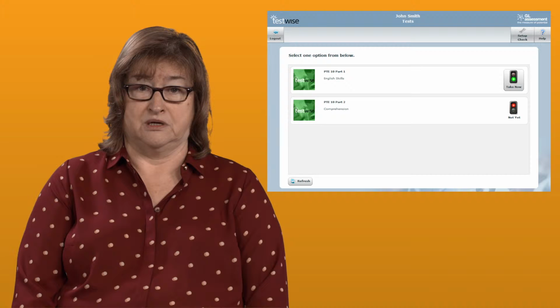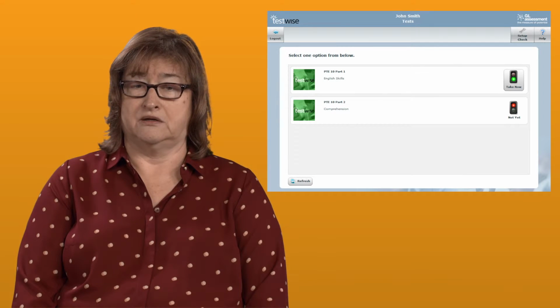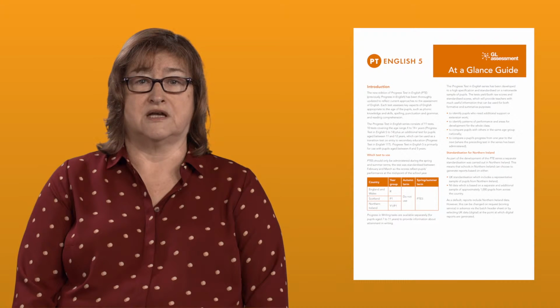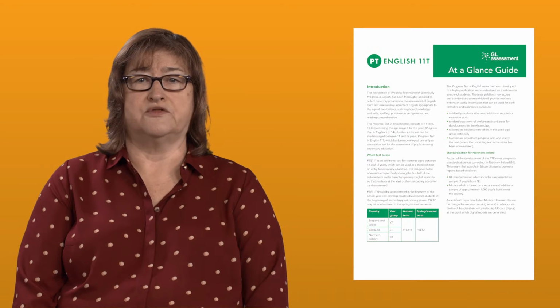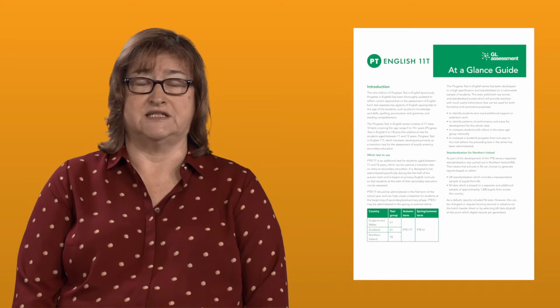Administration of Progress Test in English differs for digital and paper customers. This module covers both. If you're a digital customer, you'll have a TestWise login, a digital test administration guide, and test allocation for each student. Customers using paper tests will be provided with a booklet for each student, a batch header sheet, and the at-a-glance guide that summarises all of the administration information that is needed.